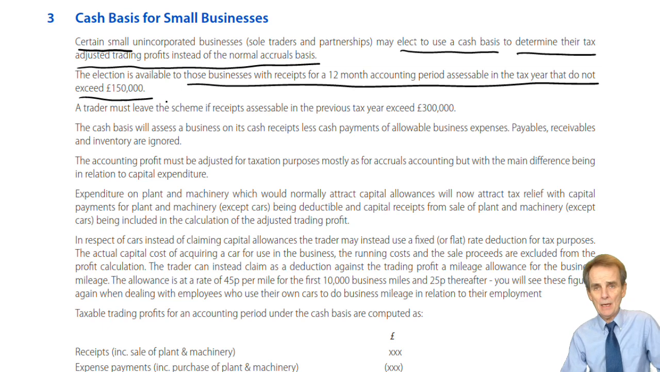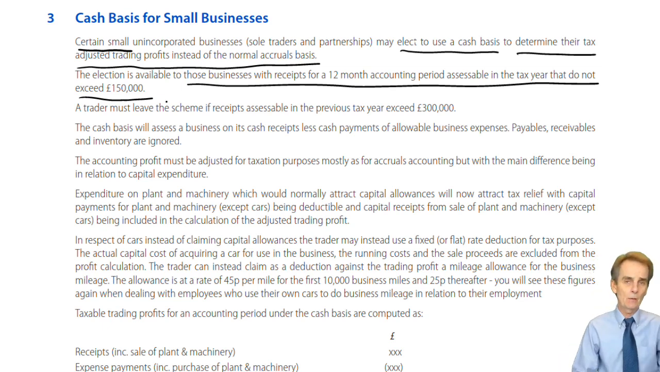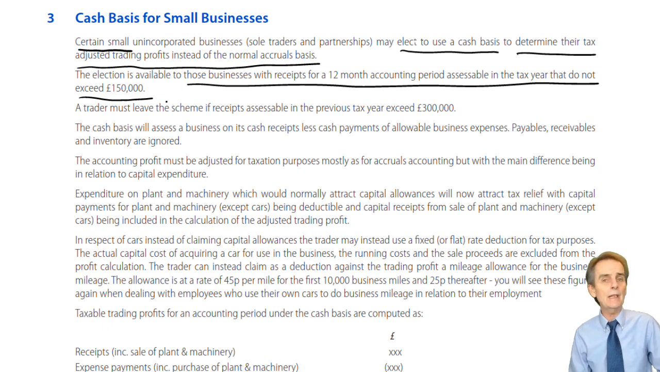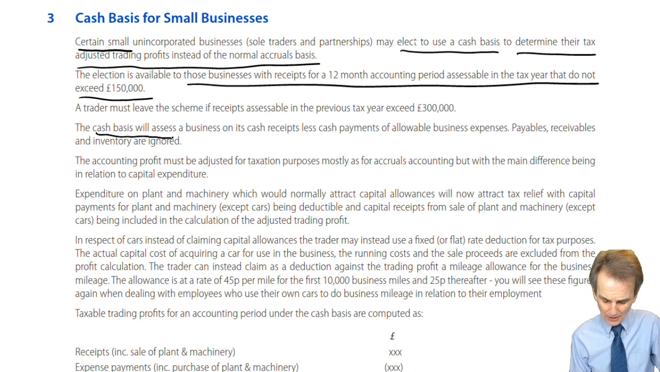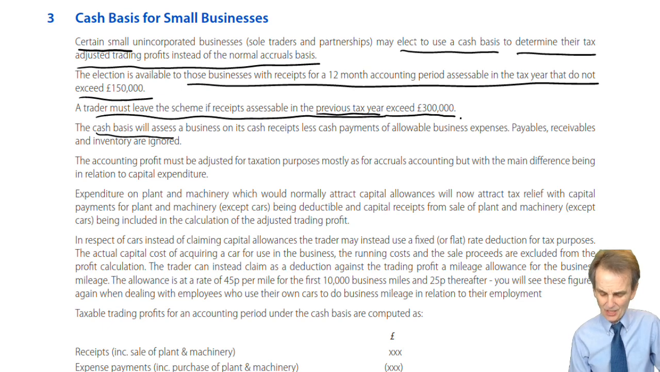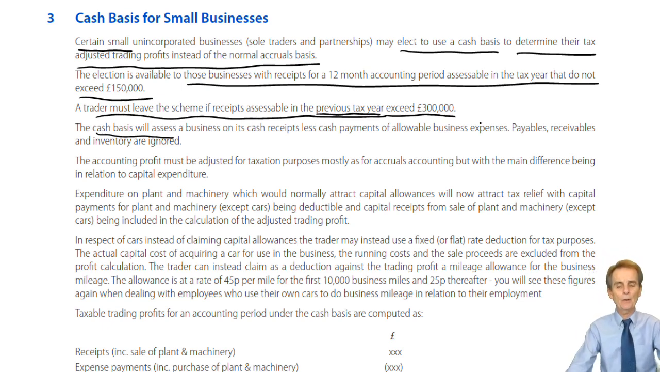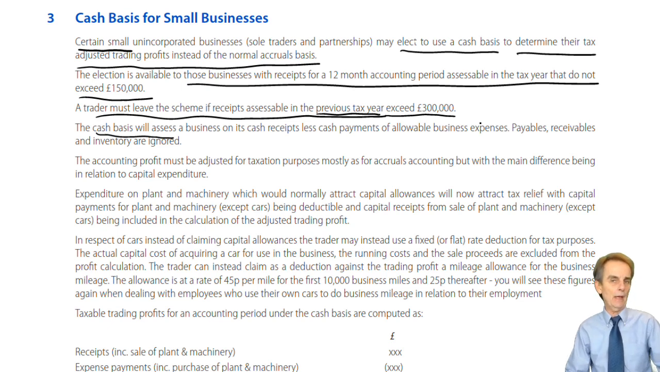A trader, of course, may elect for this scheme, opt into it, but then, of course, its levels of cash receipts as the business grows goes above 150. Well, will it be required, therefore, to leave the cash basis? Well, it will, but not immediately. The cash basis, a trader must leave the scheme if receipts assessable in the previous tax year exceeds £300,000. So we've got plenty of scope for growth there before you are required to use the normal accruals concept.